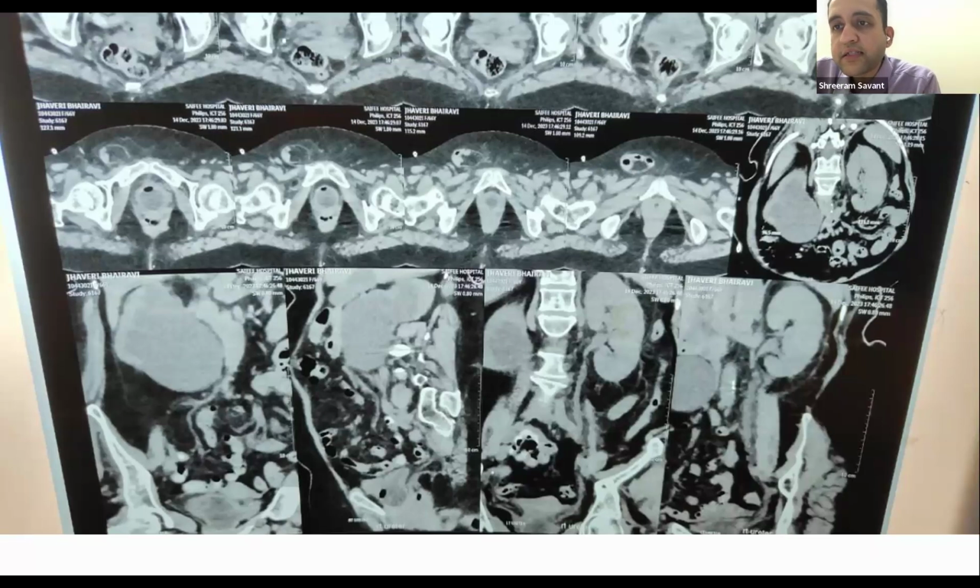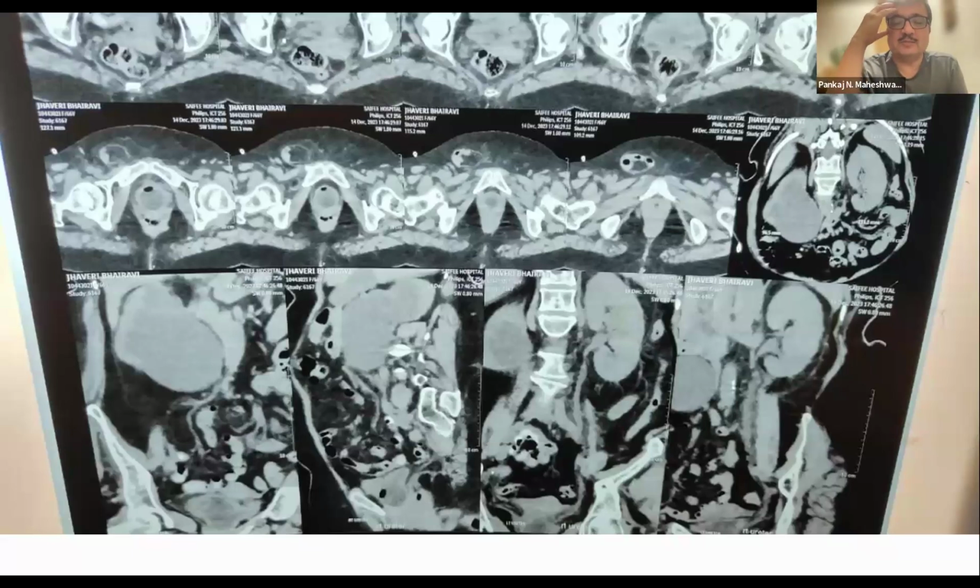Taking into account the raised counts and creatinine, we have to decompress both the systems, sir. I'd like to proceed with DJ stenting on both sides, to decompress the systems and stabilize the patient.